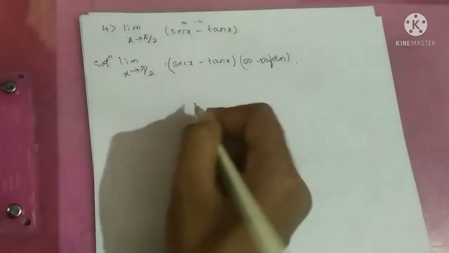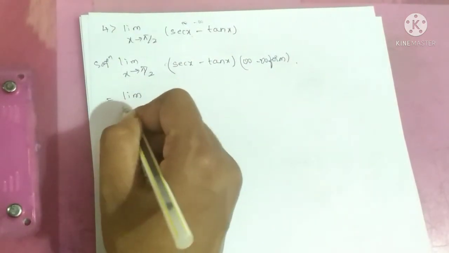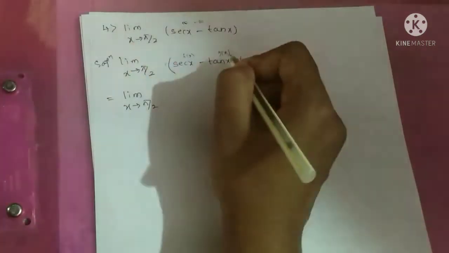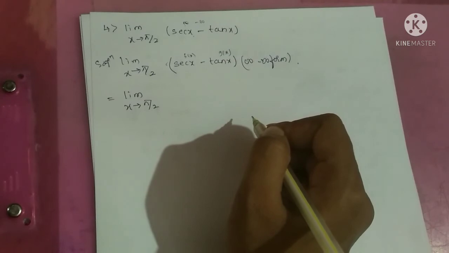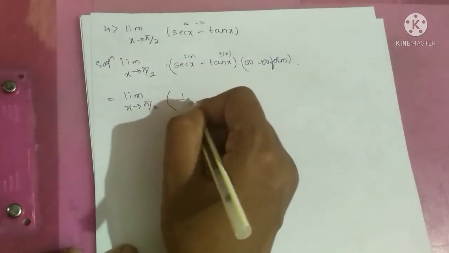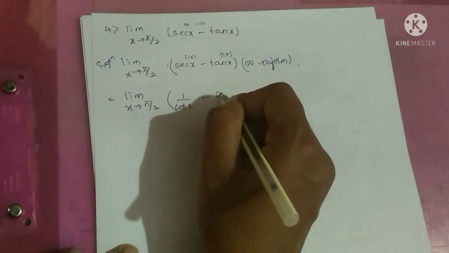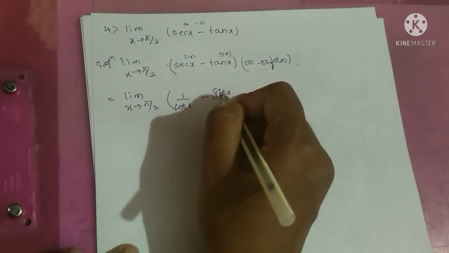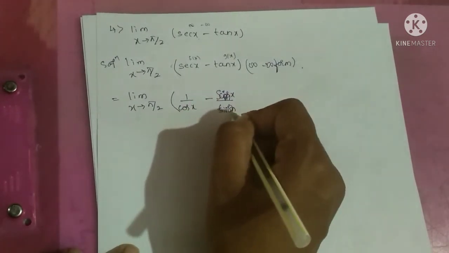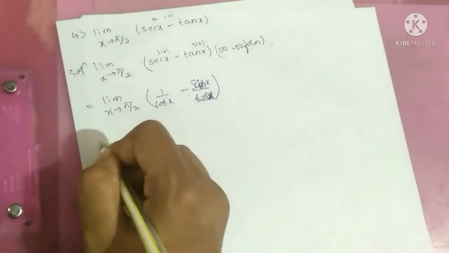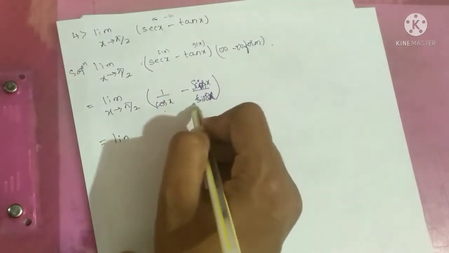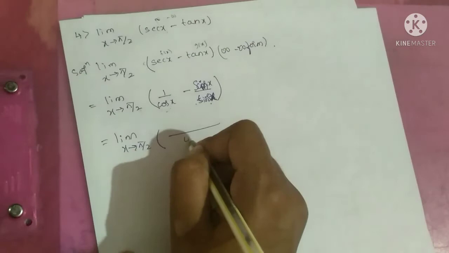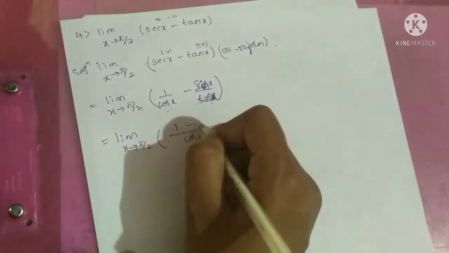So next, after writing this infinity minus infinity form, what you have to do is convert this f of x and g of x into the fraction form. That is, secant x can be written as 1 by cos x, minus tan x can be written as sin x by cos x. Now you can take the LCM, since both the terms are in the form of fractions, x tends to pi by 2. So the LCM is cos x, and the numerator is 1 minus sin x.